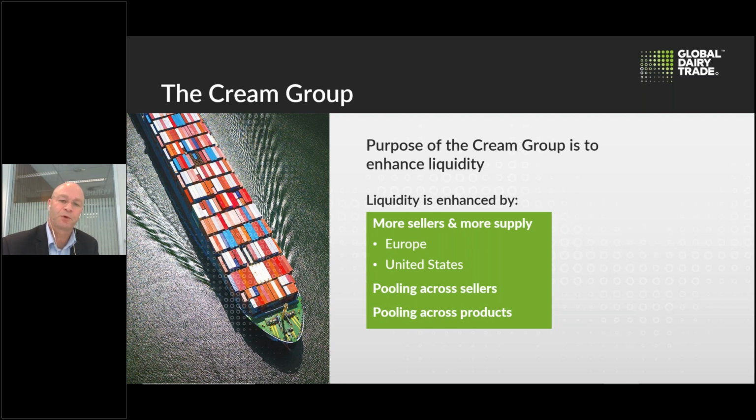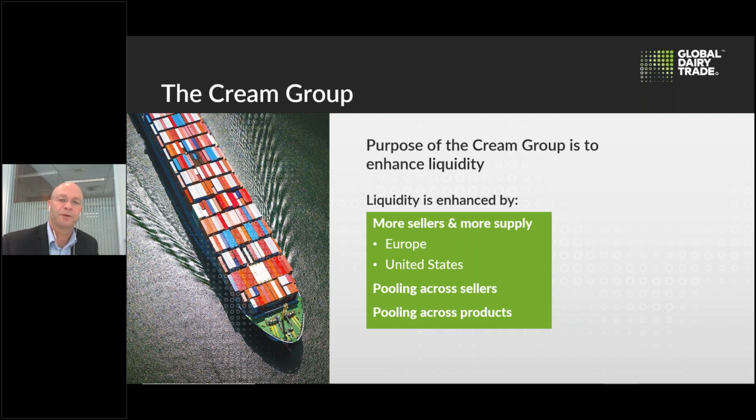We've looked at pooling products across sellers in the past, where, for example, we have multiple sellers from the US. We looked at pooling their products because they're very much the same, and so that's another way of creating liquidity. But a third way is what we call pooling across products, and as I'll talk about over the next few slides, that is something that GDT has always done right from the start, and we've extended it recently to the cream group.